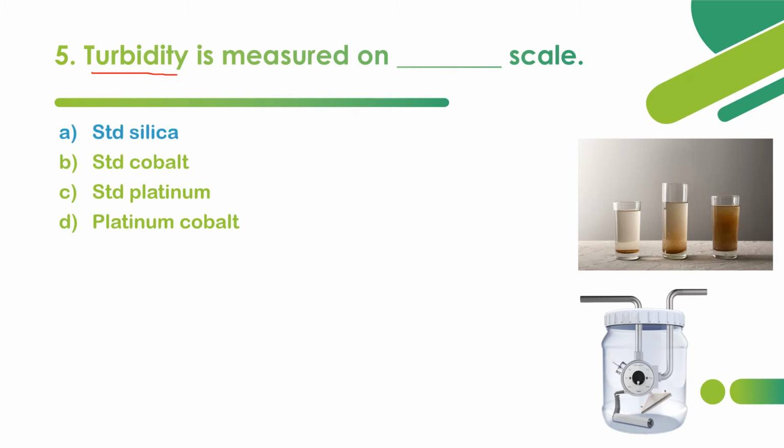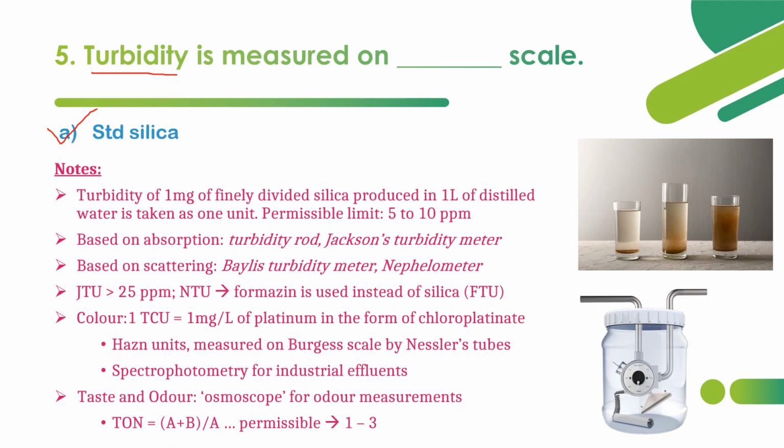Correct option is option A, standard silica. So standard silica is the scale which is used to measure turbidity. Now let's see more about turbidity. So the actual definition goes like this.